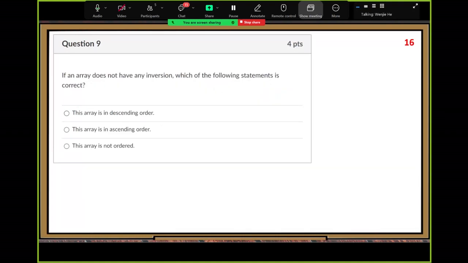All right. Number 9. If an array does not have any inversion, which of the following statements is correct? The array is in descending order, ascending order, or not ordered. It's ordered, but in ascending order. Then no inversion, zero inversion. That's simple.